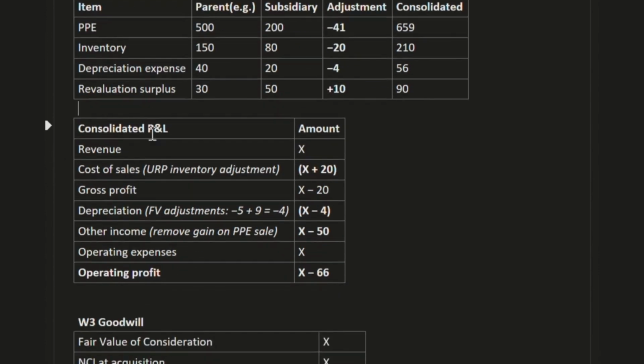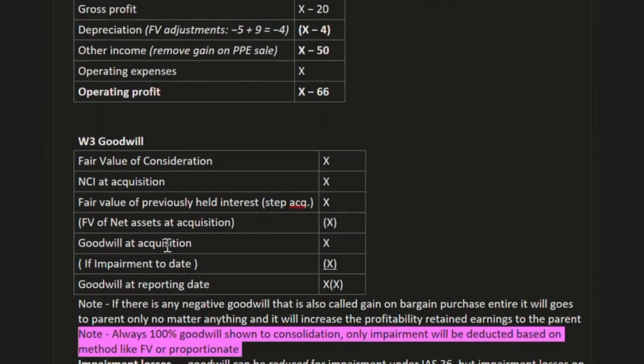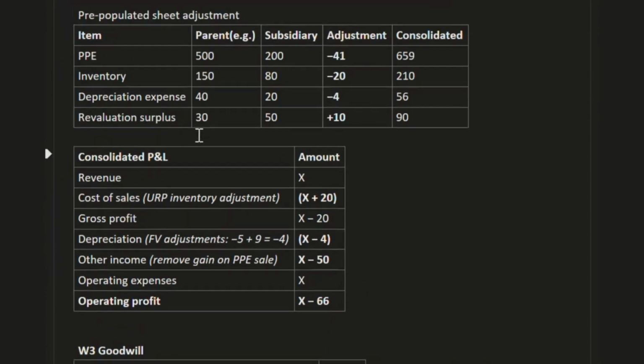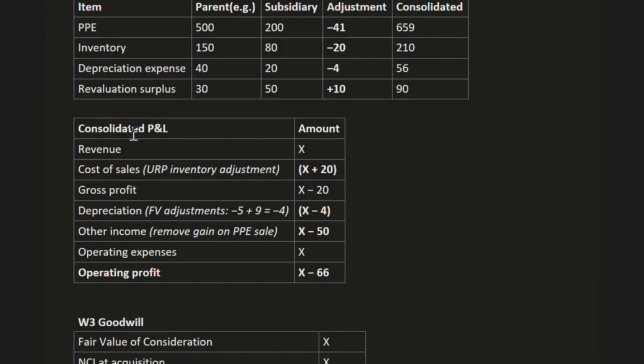Now, consolidated P&L, how it will affect. So this one is consolidated balance sheet item, and this one is consolidated P&L item. So in the balance sheet, you may not have inventory, you will have current asset. So you just need to decrease inventory from the current asset. Now consolidated P&L. Revenue, suppose any X amount of revenue. Cost of sale, unrealized purchase inventory adjustment we need to do.